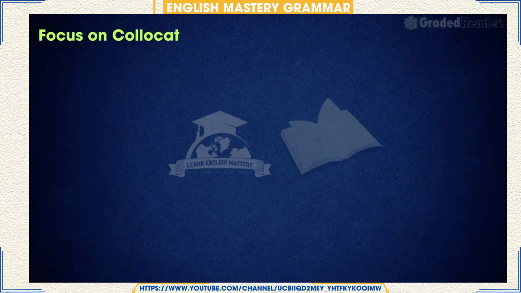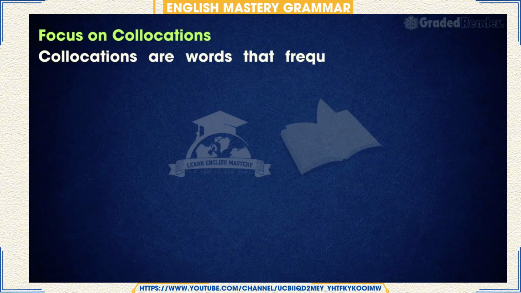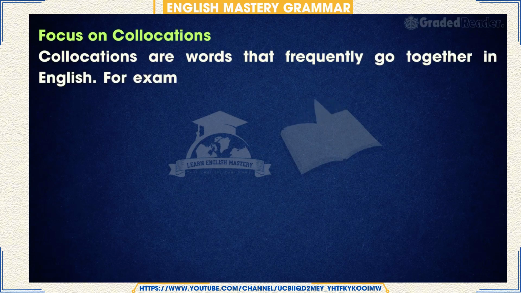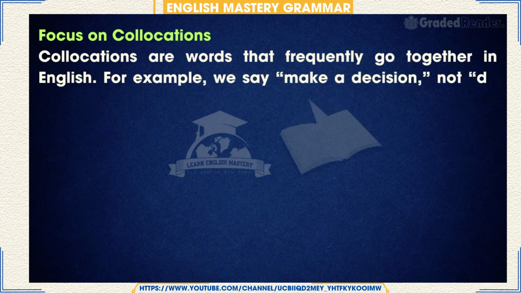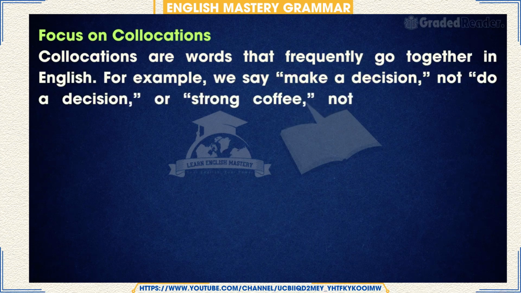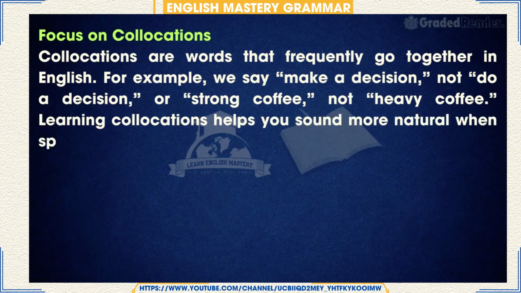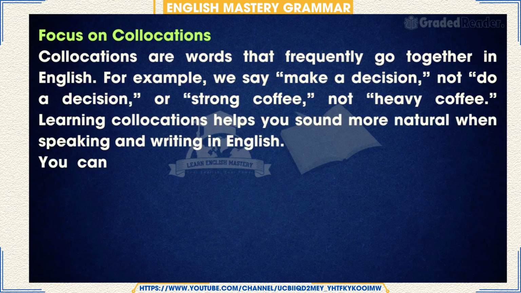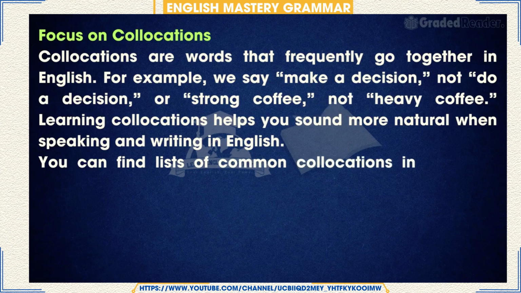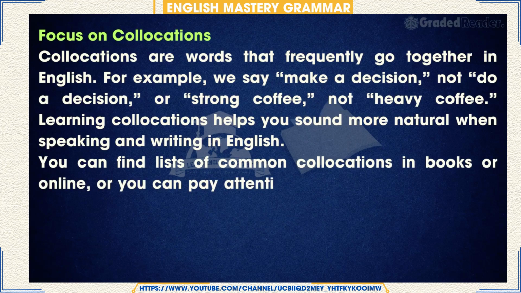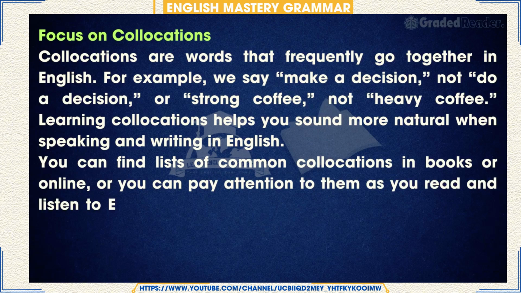Focus on collocations. Collocations are words that frequently go together in English. For example, we say make a decision, not do a decision, or strong coffee, not heavy coffee. Learning collocations helps you sound more natural when speaking and writing in English.